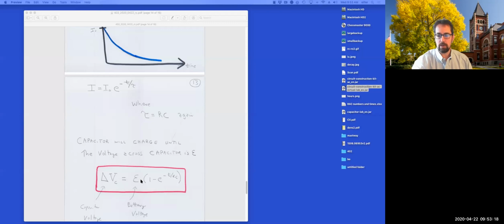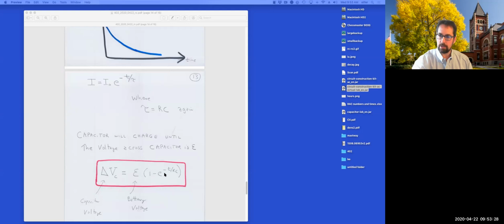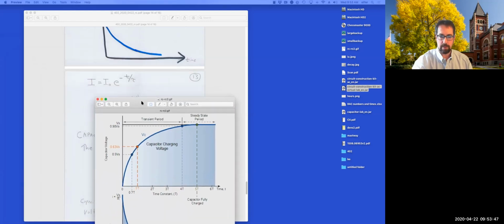It looks a little bit weird, but if I neglect what's in the parentheses here, this is the battery voltage, this is the capacitor voltage, and I have a 1 minus this thing here. This thing here gets smaller and smaller as time goes on, as that t gets bigger and bigger. So 1 minus something that gets smaller and smaller is something that gets bigger and bigger. And this is what that looks like.